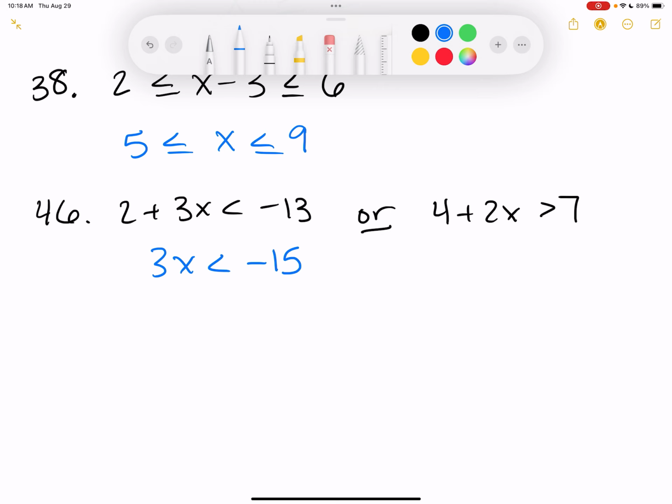x is less than negative 5. Oops, I was about to write a 1. Negative 5. I thought the plus sign was in there.